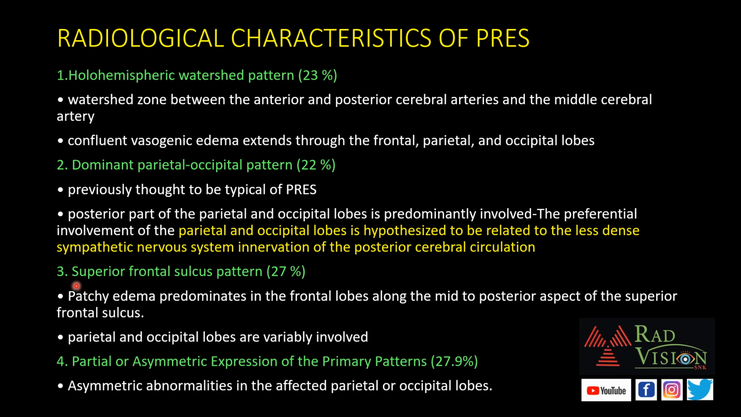Another pattern is the superior frontal sulcus pattern. And the fourth one is partial or asymmetrical expansion of the primary pattern. This is the most common pattern. In this also the affected regions are the parietal occipital lobes. These are the 4 different radiological characteristic patterns of PRES.